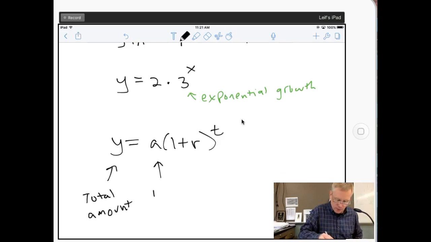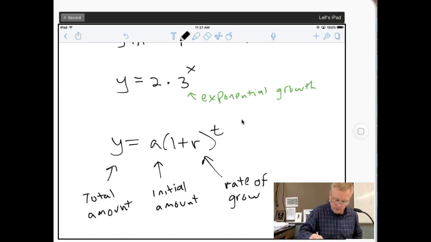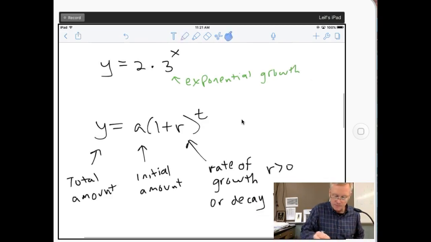A is the initial amount. R is the rate of growth or decay. And it would be growth if r is greater than 0, and it's decay if r is less than 0. And the last thing, with this equation, is t. And t is the number of time periods.